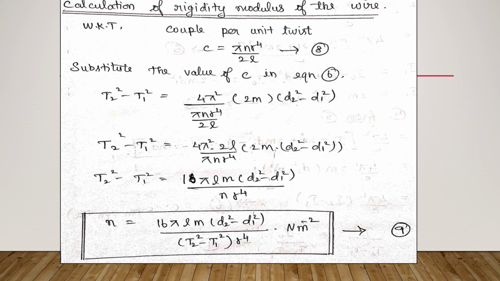And just remember, in this equation number 9, L is the length of the torsion pendulum, that is the length of the wire, and small m is the mass of the cylindrical pieces we have added to the cylinder. D2 is the longest distance between the cylindrical masses. D1 is the shortest distance between the cylindrical masses. T1 is the time period of oscillation when masses are kept at a close distance. T2 is the time period of oscillation of the disc when masses are kept above it at a long distance. So using this formula we can derive the rigidity modulus of the wire.